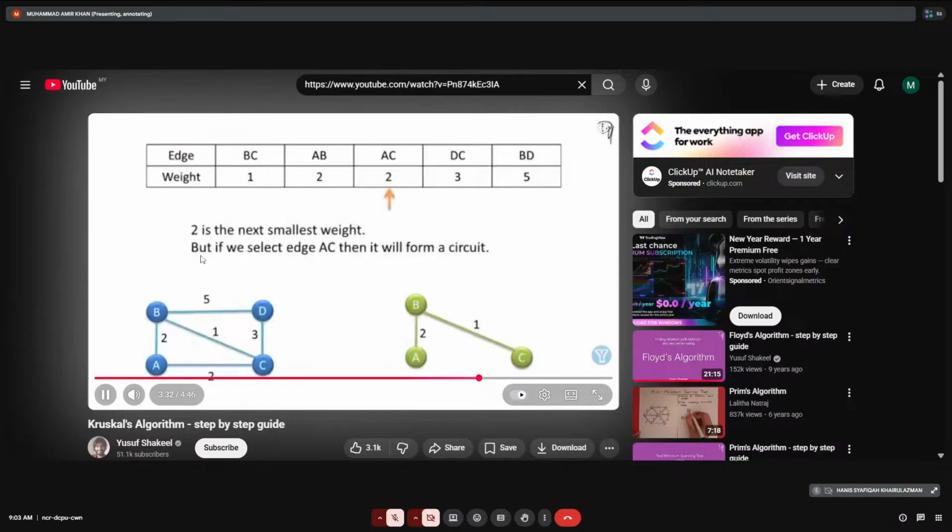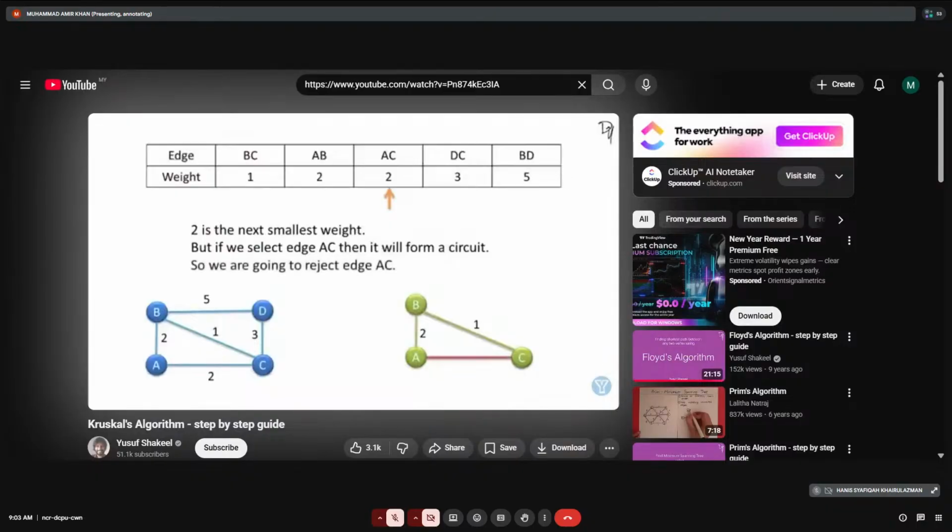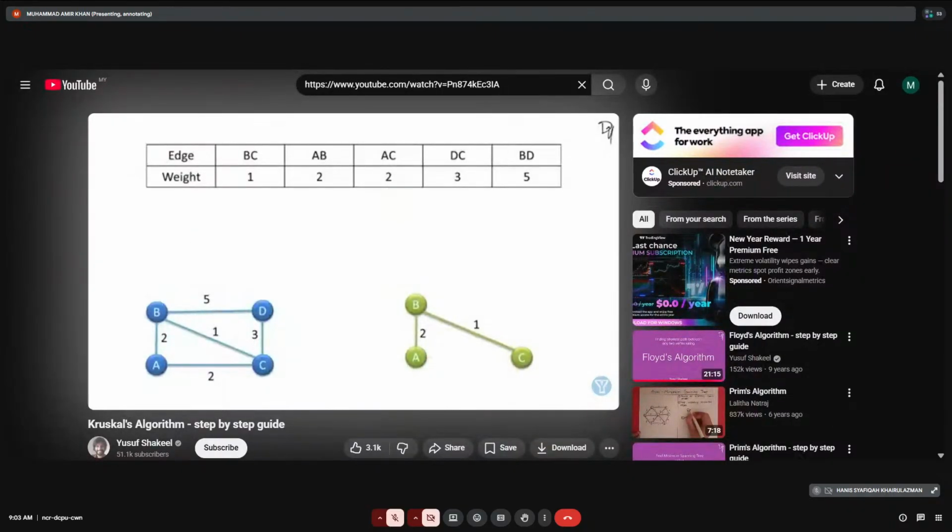AC is next in smallest weight, okay, we understand. But if we select AC, it will form a circuit. If we select AC, our circuit will complete. Understand? For example, a loop. We can say loop, or we can say cycle, where start and end are interconnected. So we reject it like this. If we use it, it will create a circuit.